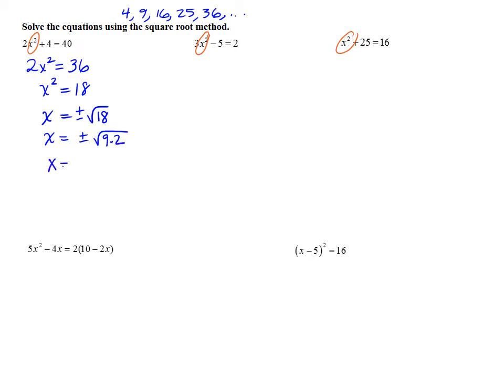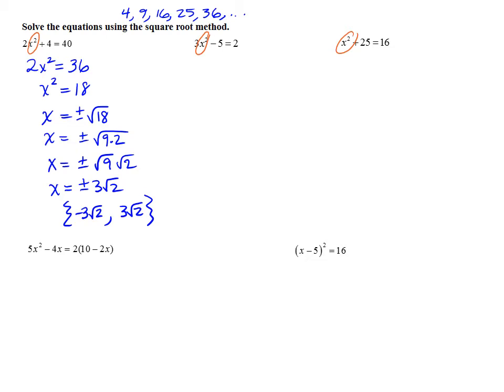And there's a rule with square roots that we can go ahead and break that into the product of the individual square roots. So the square root of 9 times the square root of 2. And the square root of 9 is a perfect square, so it simplifies. So I get x is equal to plus or minus 3 times the square root of 2. So that would be the simplified result. So we have two solutions. We have a solution set that has negative 3 times the square root of 2 and positive 3 times the square root of 2.